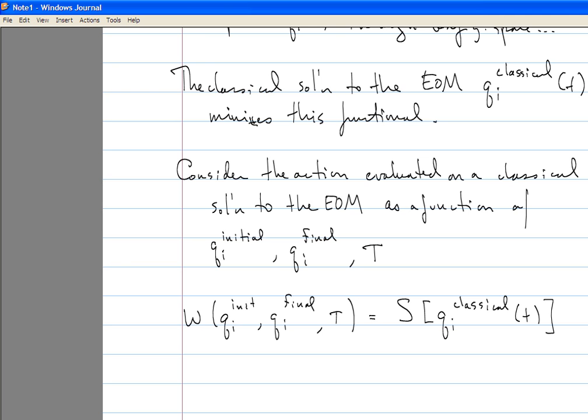Yes? Just a question. The time t, is it final, initial, or the difference? It's the difference. So this is the integral from 0 to T of L evaluated on q classical. And q classical is chosen by finding whatever solution to the equations of motion connects you from q initial to q final in time big T.